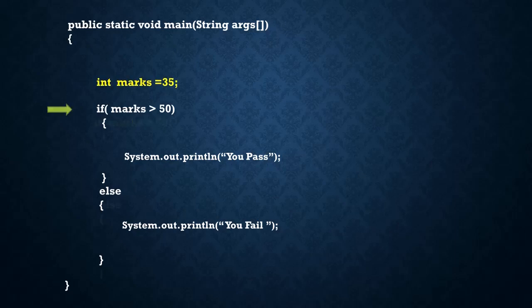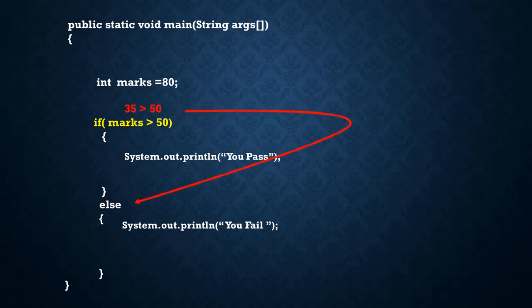Here, 35 greater than 50? No, obviously 35 is less than 50. So that means you fail. Then I'm not going to the true part. I will go to the else part. Yes, I come to the else part and then execute this. Yes, you fail. And then it comes out of the condition.